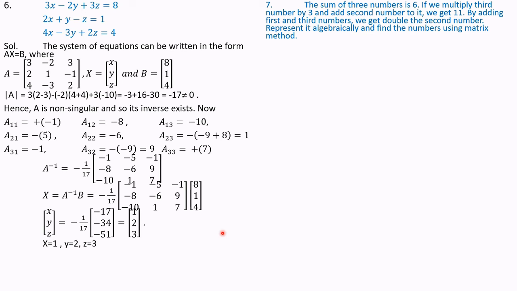The sum of three numbers is 6. If we multiply the third number by 3 and add the second number to it, we get 11.